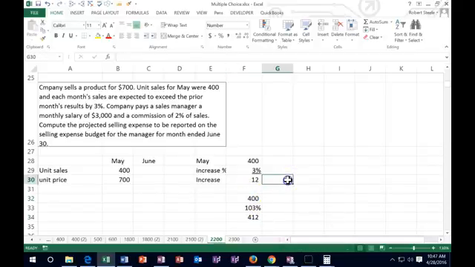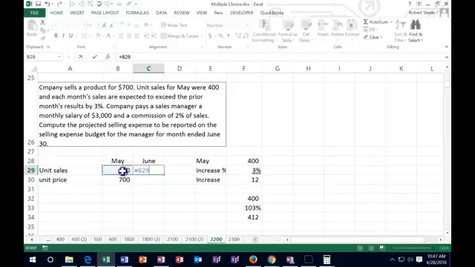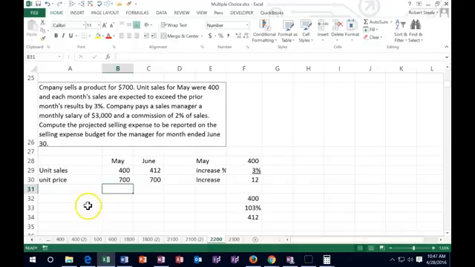Rather than taking this 412 and saying, what's the new sales going to be? 400 plus 12. We can do that with one calculation by saying 400 times 1.03, 103%. That'll give us that 412. So if I did that over here again, what we're doing is we're taking this 400 times 1.03, 103%, that gives us the 412 times the 700 unit price. So we don't really need to calculate May, but if we wanted to, we can say, okay, May is 400 units times 700 per unit. Enter, that comes out to 280,000 in sales.